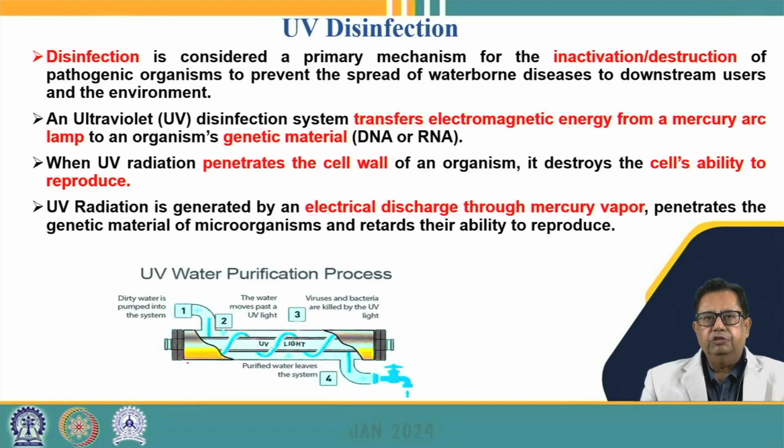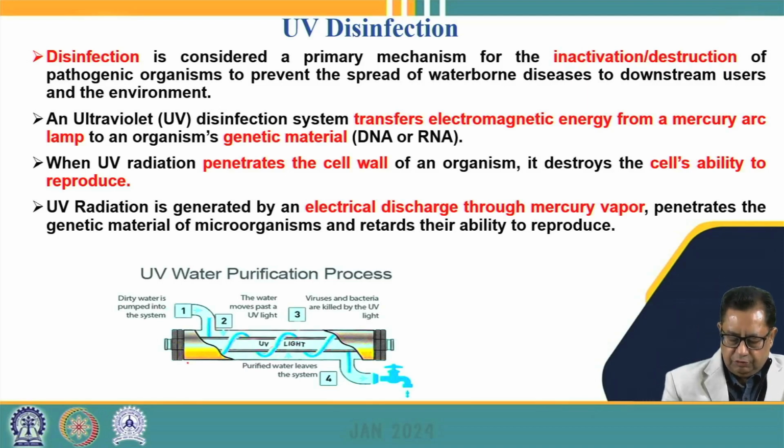So when we talk of the UV disinfection, disinfection is considered as the mechanism for inactivation or destruction of the pathogenic organisms so that the spread of waterborne diseases can be stopped. So the UV system generally transfers the electromagnetic energy from the mercury arc lamp to the genetic material of the bacteria or the microorganisms which come into its contact. For example, the DNA or RNA can be mutilated by using the UV light. So UV radiation penetrates the cell wall of an organism and it destroys the cell's ability to reproduce. The UV radiation is generated by electrical discharge through a mercury vapor and it penetrates the genetic material of the microorganism and retards their ability to reproduce.